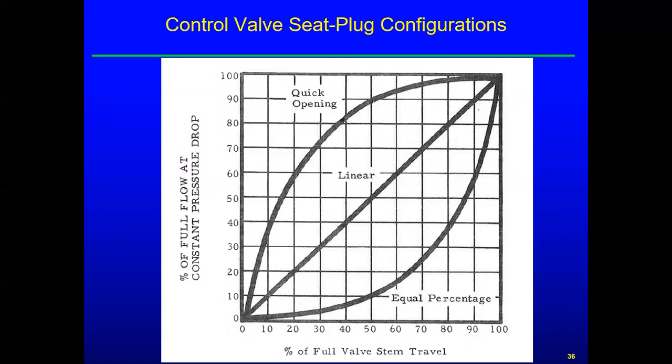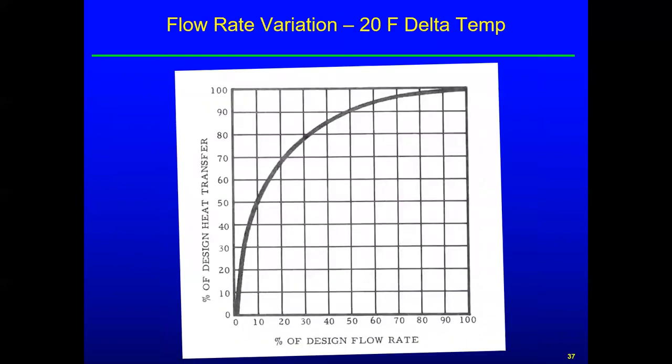So you just have to make sure that you understand, when you spec a control valve, what sort of seat plug configuration you have and how that factors into the controllability of your design. And this, again, shows that flow rate variation and the amount of heat transfer that you get. So you need to reflect on the valve characteristic and how it's going to affect the heat transfer, either the cooling or the heating capacity in the space, and that your control system can adequately control your space temperature.